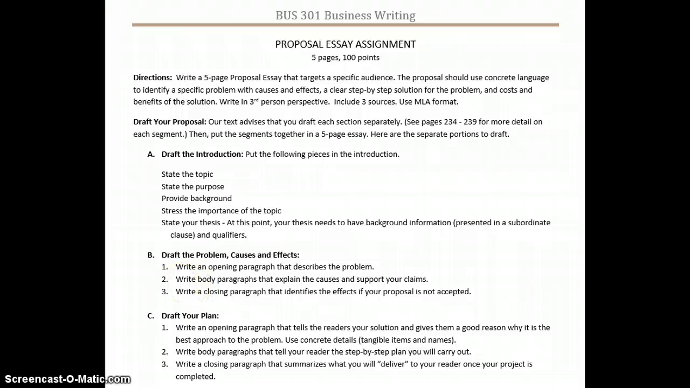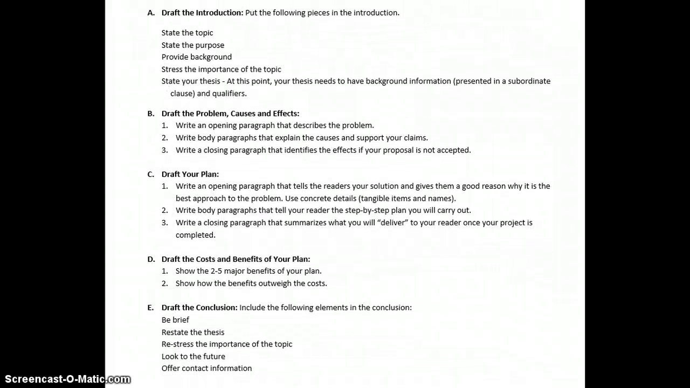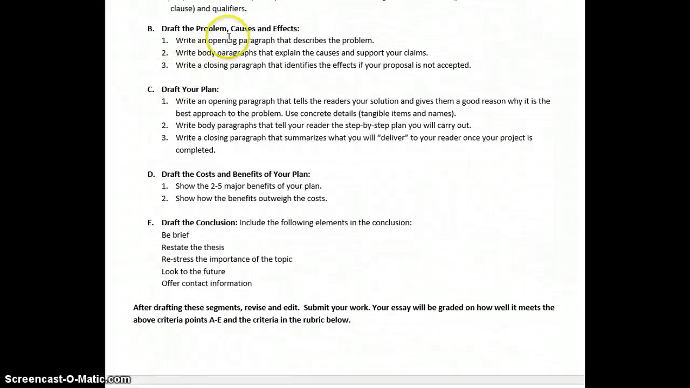Draft. Our book suggests that you draft in 3 phases, or actually 4 phases. That you first draft your introduction, kind of set it aside. Then you draft your problem with the causes and effects and set it aside. They do this because each section should really have an introduction, and then each section should really have a closure. So you introduce your causes and effects, explain them with your support from research, then close out your causes and effects. Then put that away and draft your plan. Introduce your plan, tell the step-by-step parts of your plan, and then close up the plan.